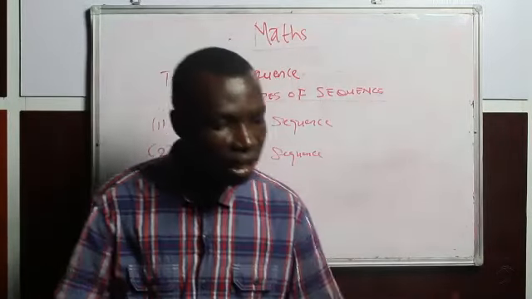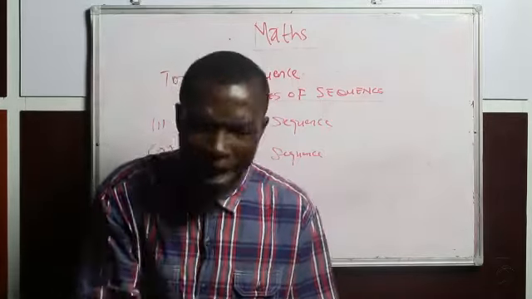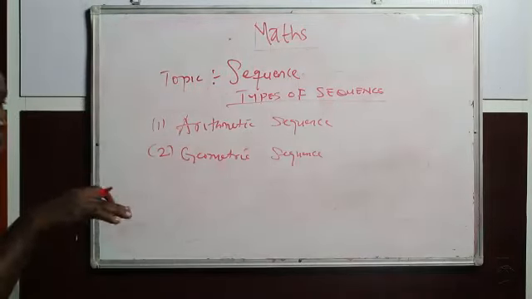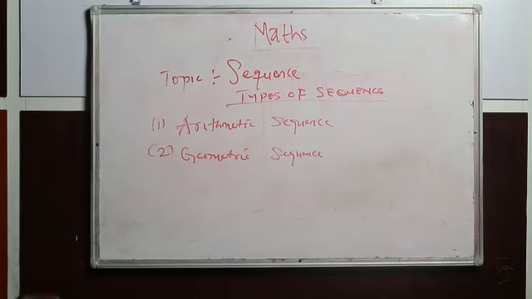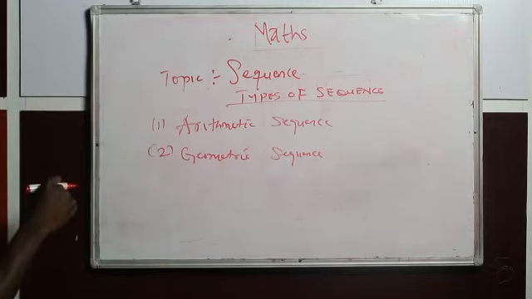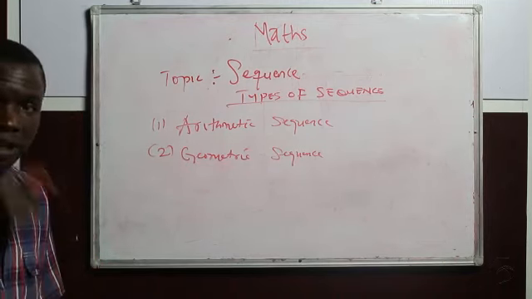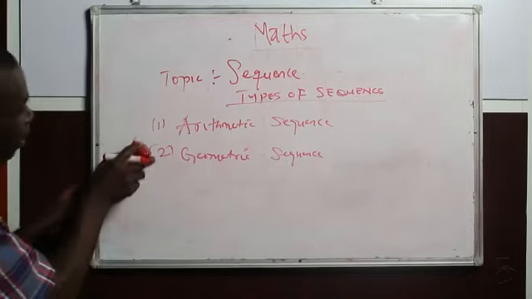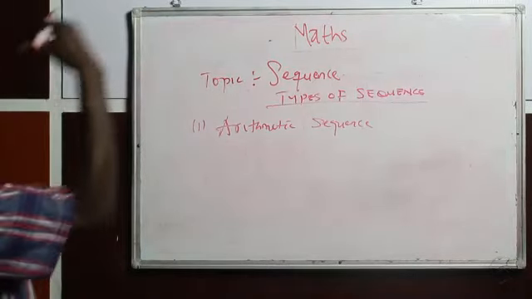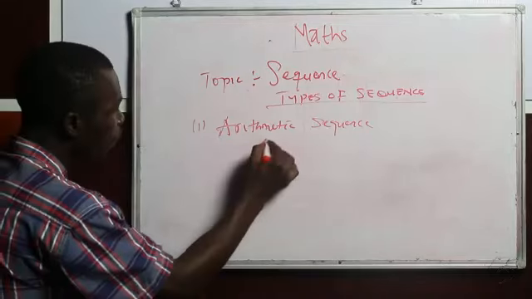Arithmetic sequence is defined as a sequence in which each term differs from the preceding term by a constant amount called the common difference. Look at that definition: it differs from the preceding term by a constant amount called the common difference. Let me give you an example of an arithmetic sequence.